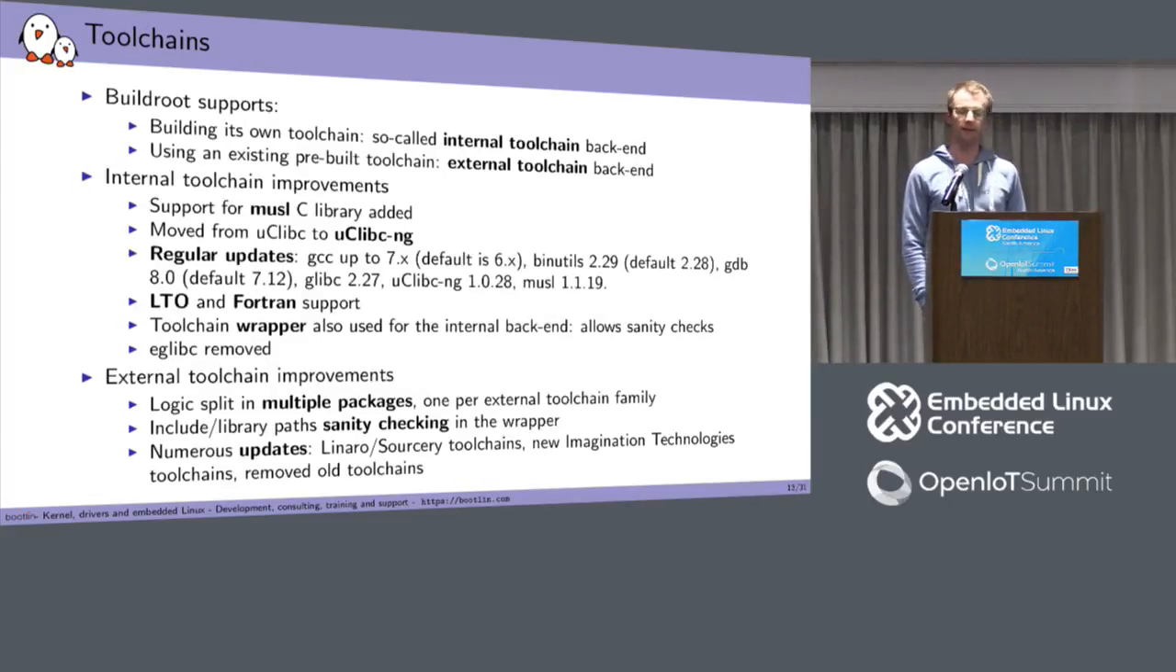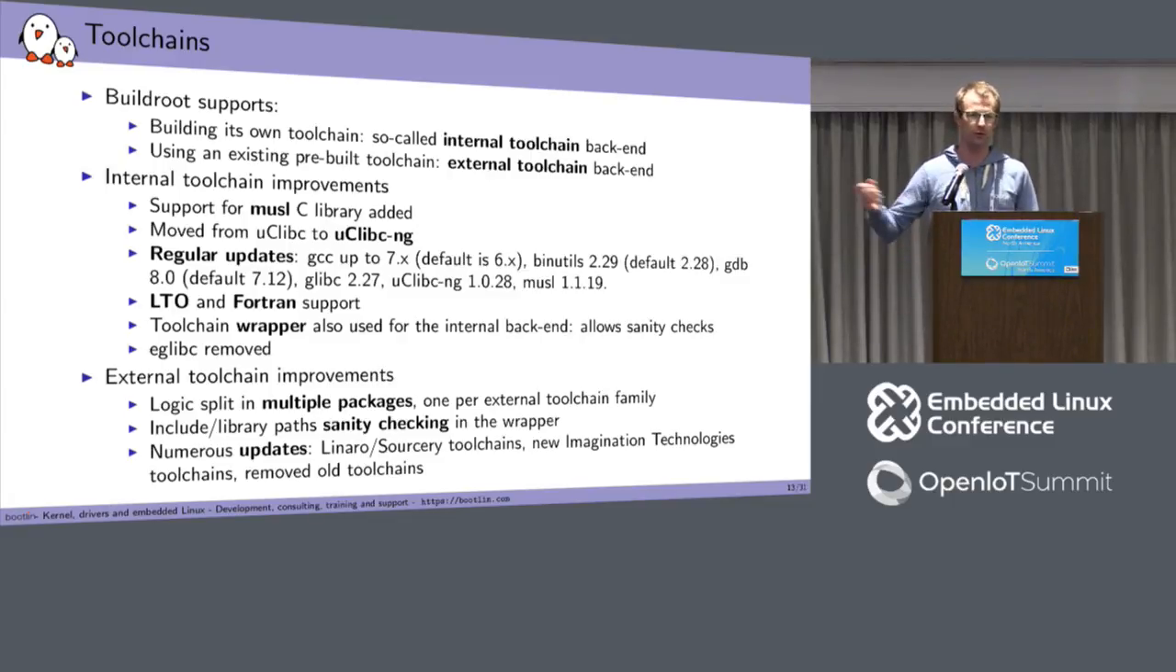On the toolchain side, which is obviously an important part for a build system, Buildroot has supported for a long time two models to provide a toolchain. It can build its own: it's going to build binutils and GCC and glibc, or whatever C library you like, in the right order with the right dependencies. That's what we call the internal toolchain. But it can also reuse existing toolchains. That's what we call the external toolchain.